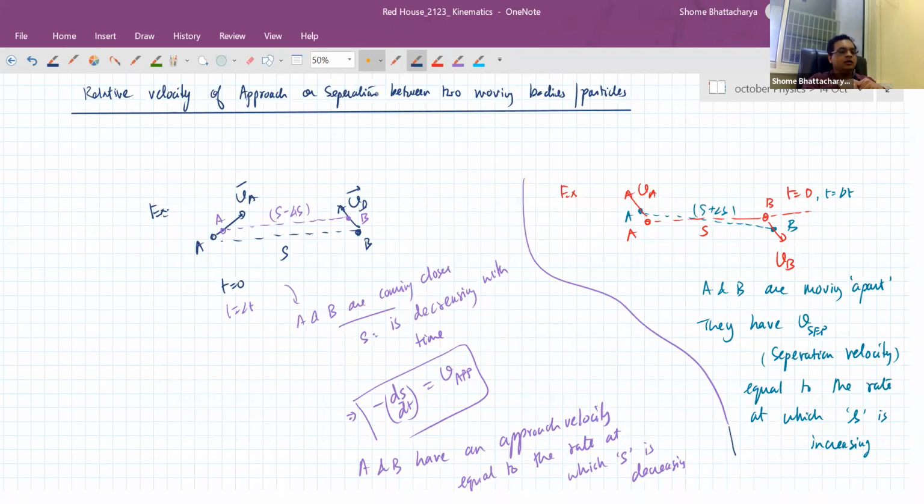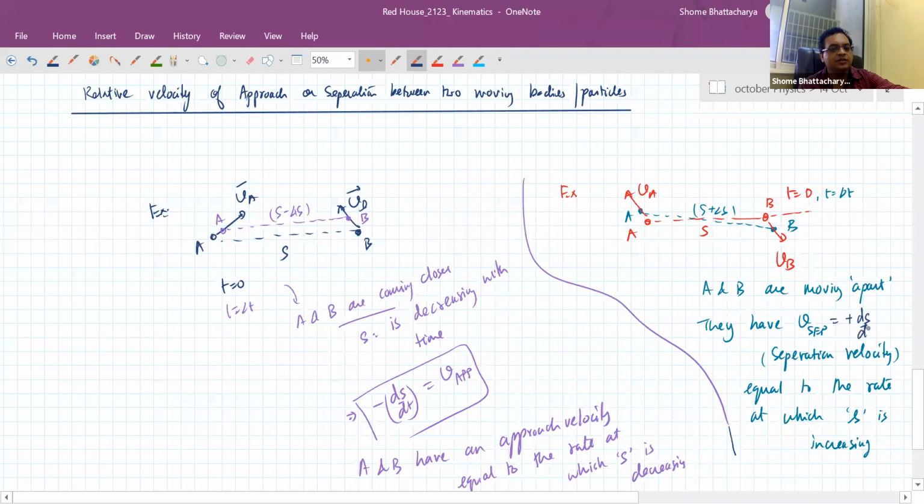that is called the approach velocity. And if they are moving apart, then at the given instant, the rate at which the distance between them is increasing, that instantaneous rate is called the separation velocity. So this is the definition of approach and separation velocity. Write this down. Okay, so this becomes plus ds by dt. The approach. So this is the definition.